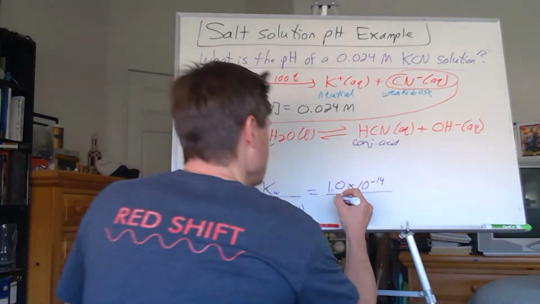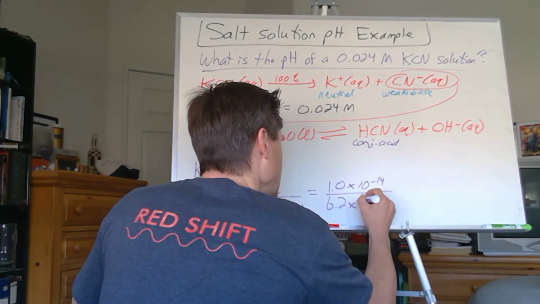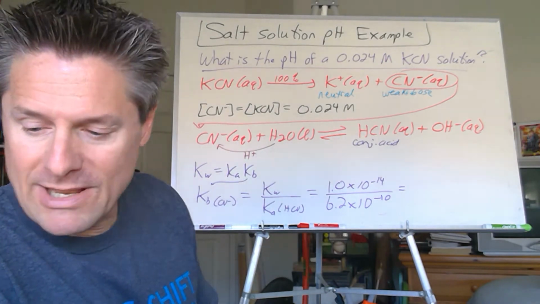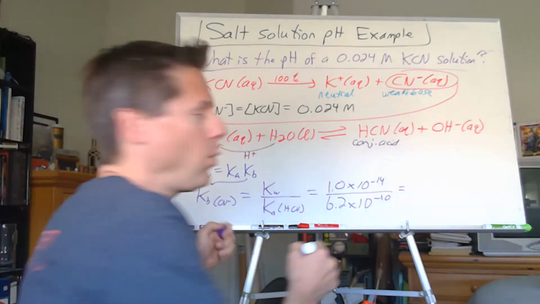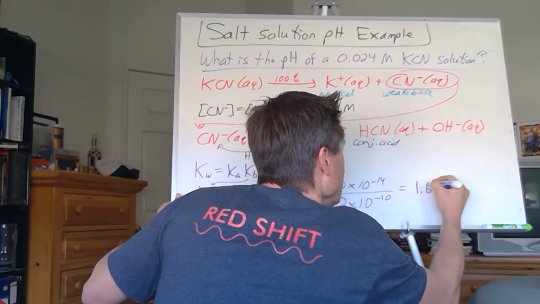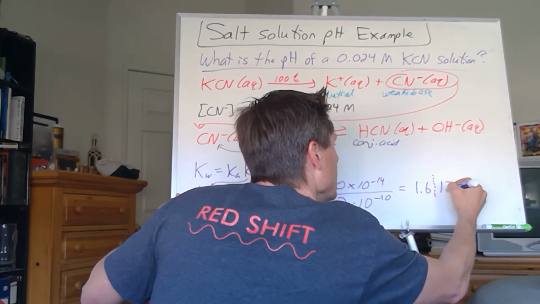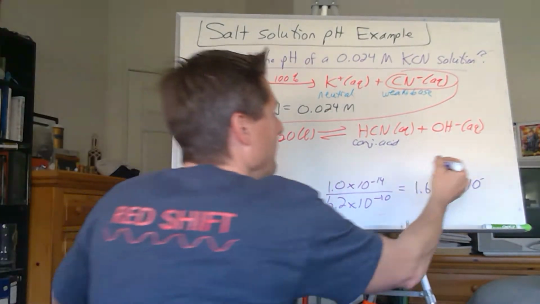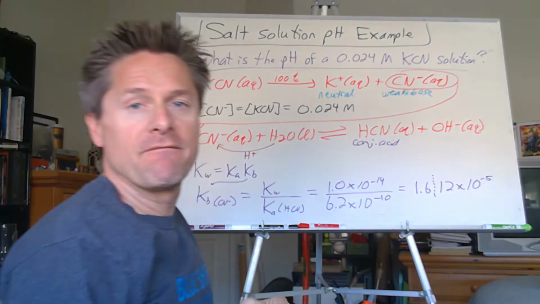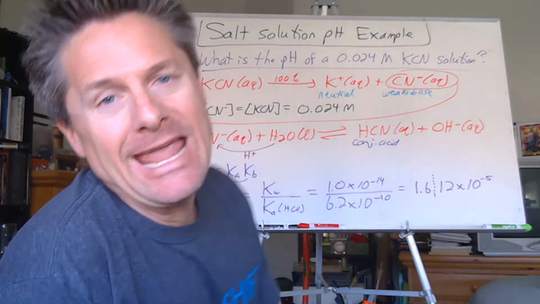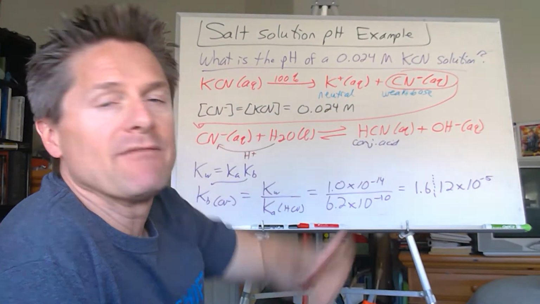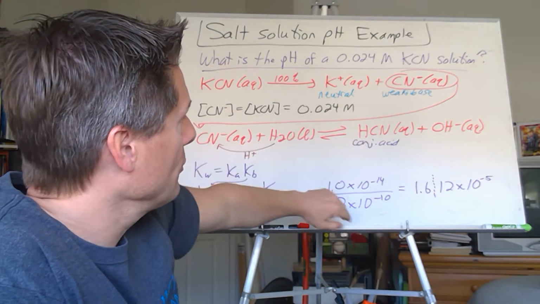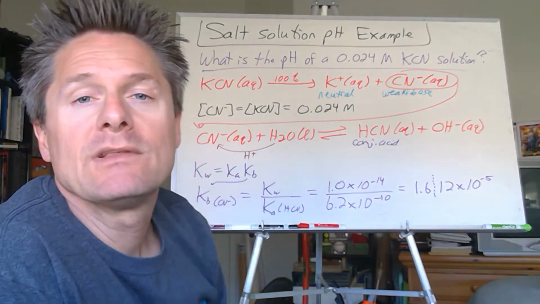So let's put 6.2 times 10 to the minus 10 there. Two significant digits for each, and I get 1.612, 1.6, good to two sig figs, times 10 to the negative fifth. That is our missing Kb value. So preliminary stuff, we've identified our weakly basic ion in that salt solution, the other one being neutral. We know its concentration. We know its Kb value now.